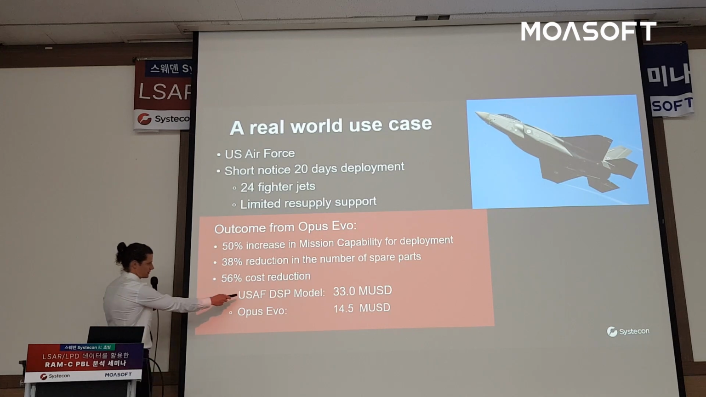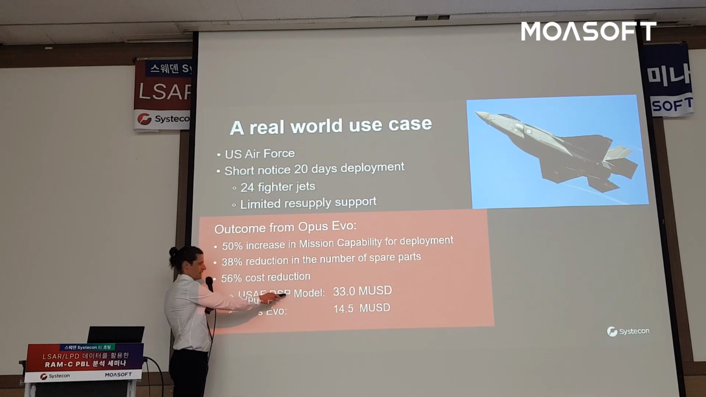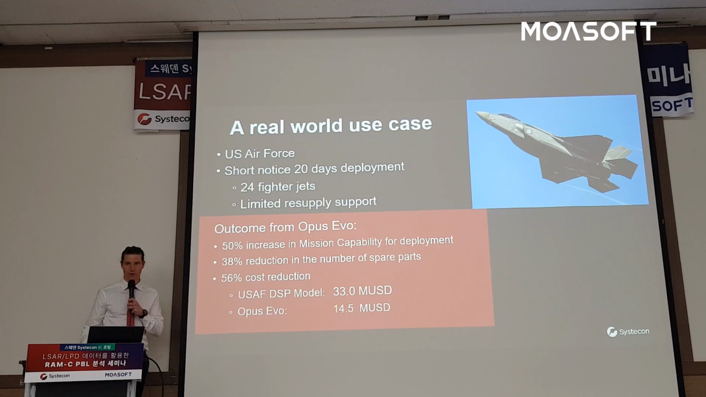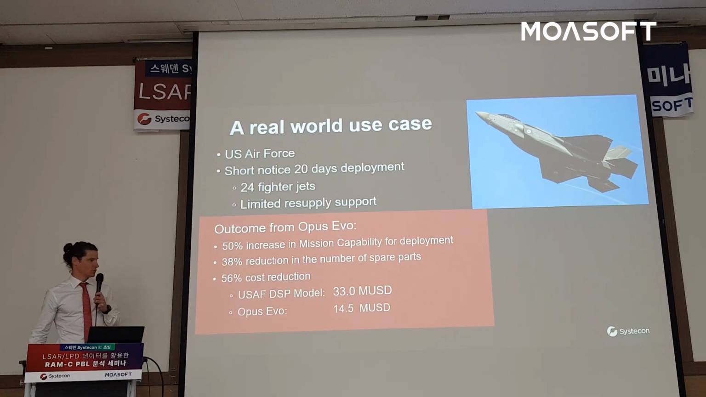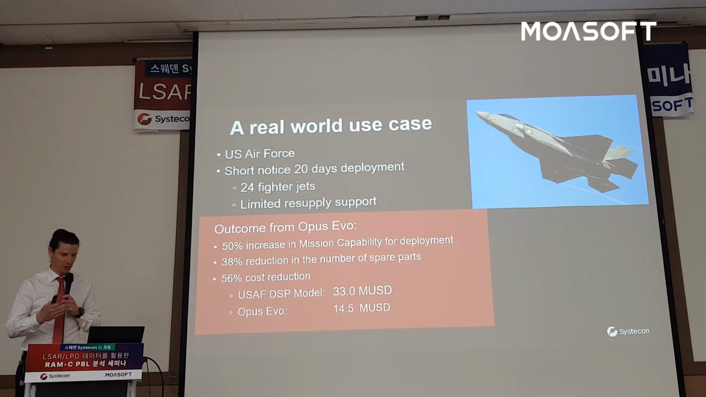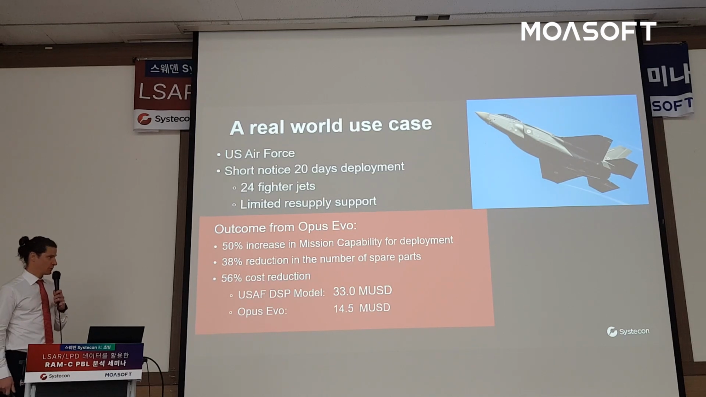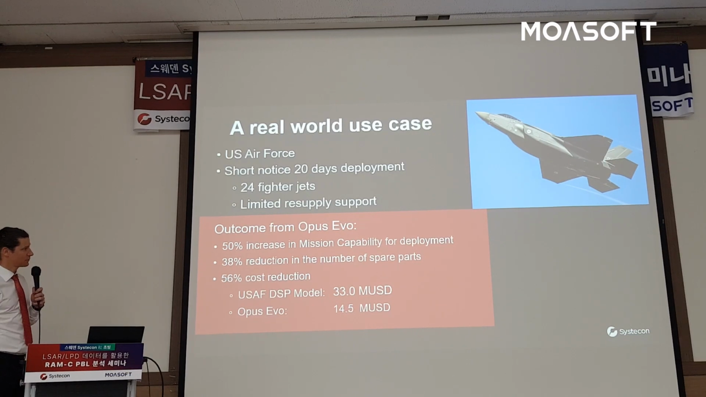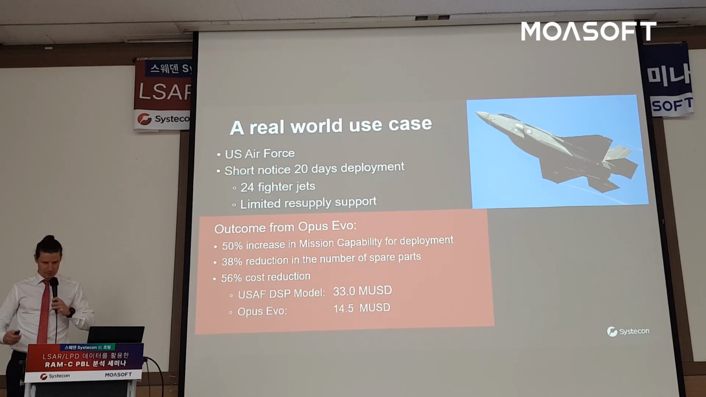So this is the US Air Force deployment spare package model. They had an internal way of calculating this, which produced a result, or the spare package that this tool recommended, was costing them $33 million. And the solution that OPUS Evo produced was only $14.5 million. So that's a real world use case that we did, just to show you the power of this as a start. But how is this all possible?